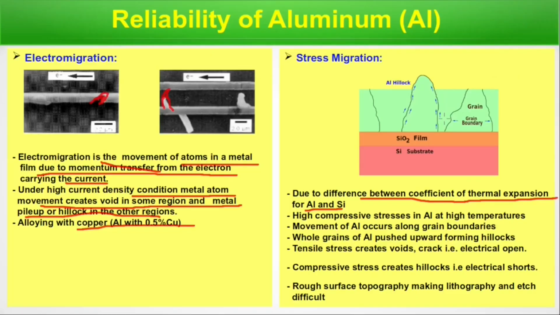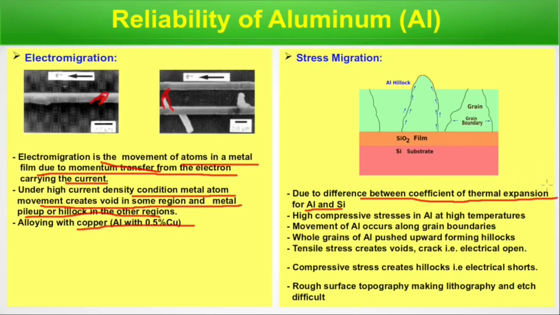Thermal expansion coefficients of two different materials are obviously different. In the presence of high temperature, they don't expand equally. And when the heat is removed, they don't contract similarly. Even if it contracts, it never comes back to its original form. We have discussed this stress migration in detail in the reliability and IC failure episode.